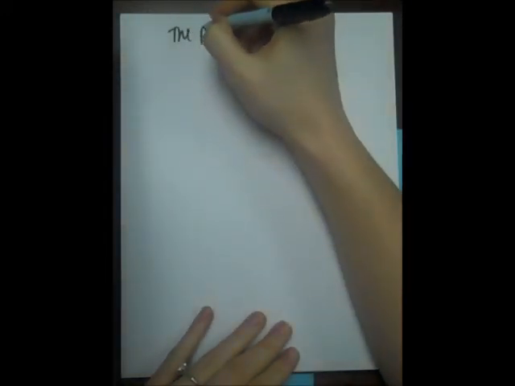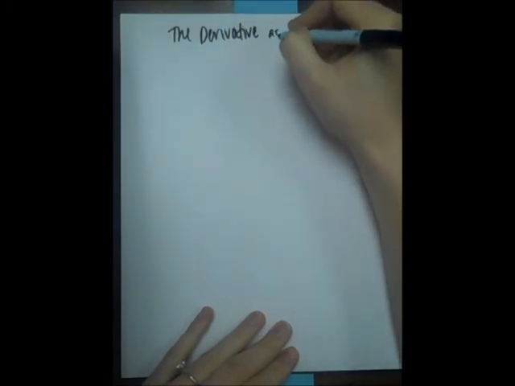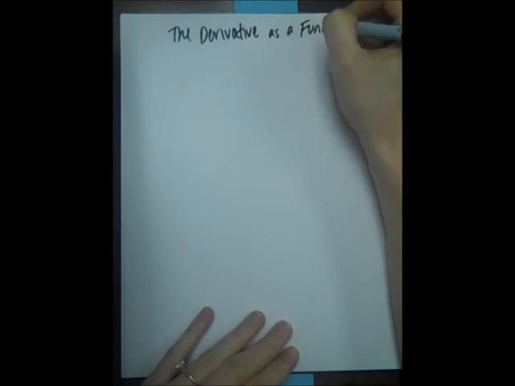Okay, so at this point we have found out how to compute a derivative at a point, but now we're going to figure out how to find what's called the derivative, and this is called the derivative as a function.